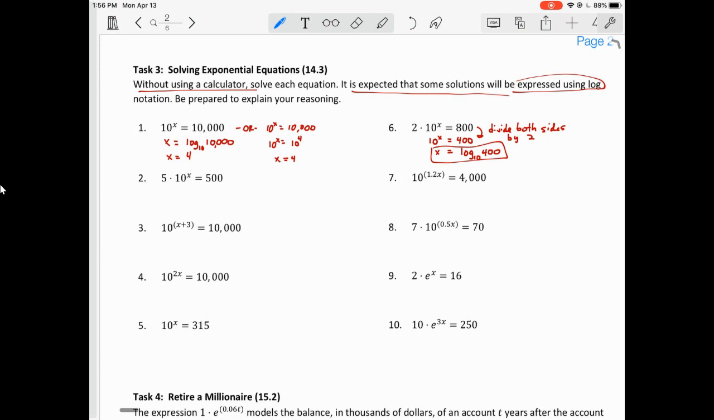All right, your turn. Give it a shot for the remaining 2 through 10.